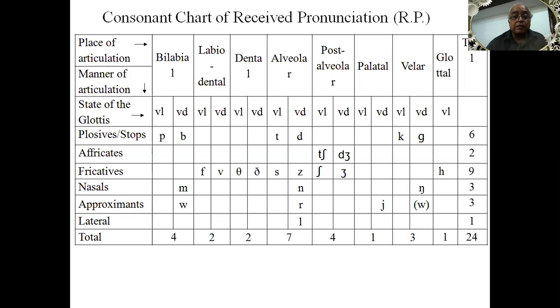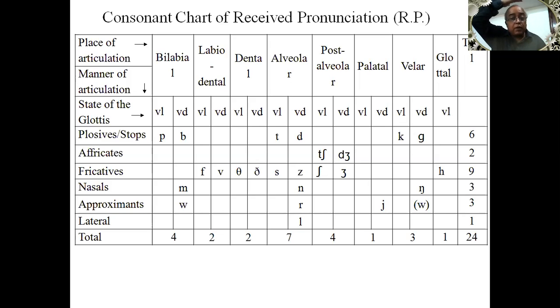Pa and b. Now let's do an experiment to find out whether we are very sure of the difference between these two sounds. Let's put the palm on our ears and utter these two sounds, pa and b. When you utter b, you'll feel that there's a lot of vibration occurring. In case of pa, that vibration isn't there.